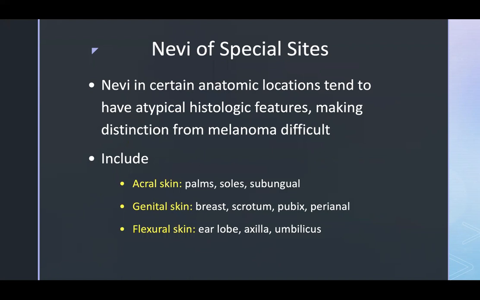Nevi of special sites include anatomic locations that tend to have atypical histologic features, making distinction from melanoma difficult. These include acral skin, the palms, the soles, the subungual region, the genital skin, including the scrotum, the pubics, the perianal region. The breast is also a special site. And then the flexural skin, including the earlobe, the axilla, and the umbilicus.